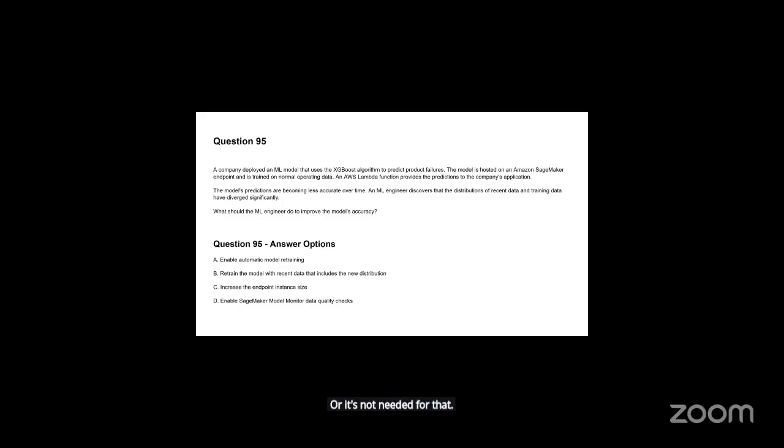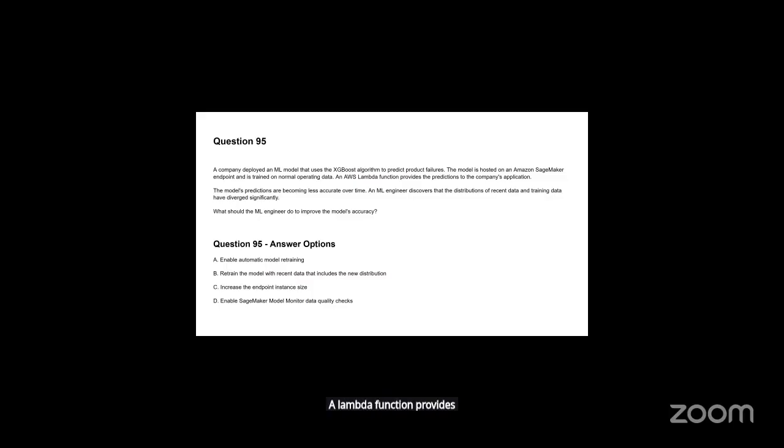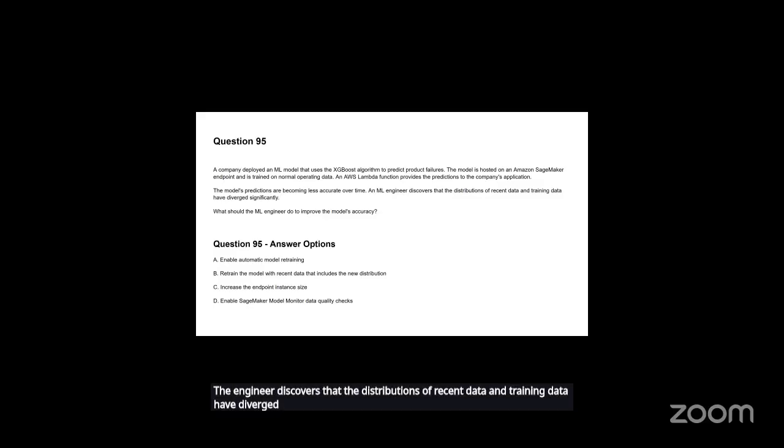95. A company deployed a model that uses XGBoost algorithm to predict product failures. The model is hosted on a SageMaker endpoint and is trained on normal operating data. A Lambda function provides the predictions to the company's application. The model's predictions are becoming less accurate over time. The engineer discovers that the distributions of recent data and training data have diverged significantly. What should the engineer do to improve the model's accuracy?